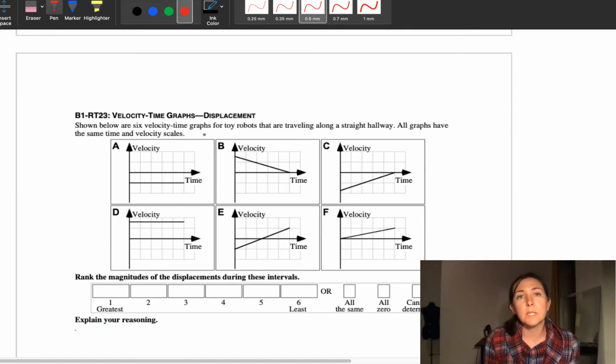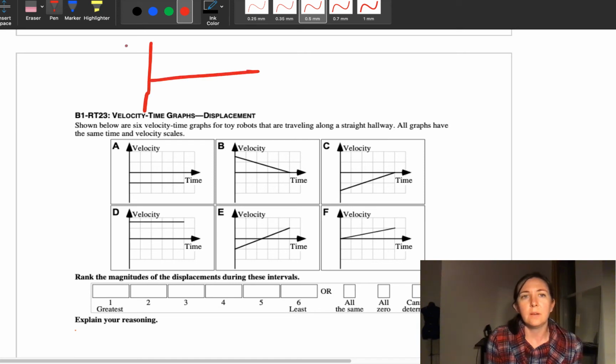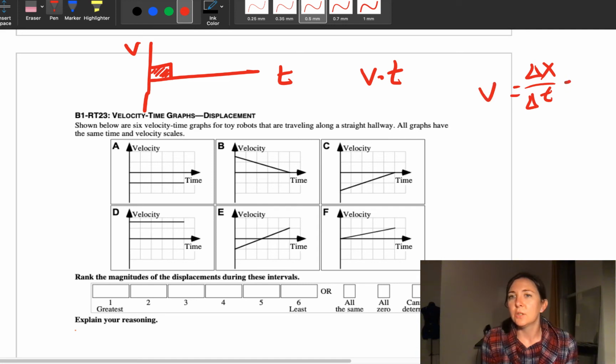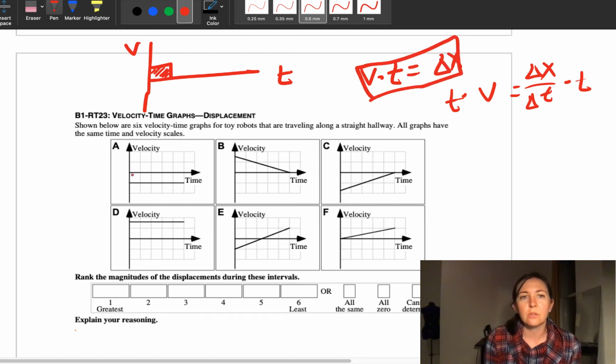In one of the videos, it talks about how on a velocity versus time graph, if we were to find the area of this square, it would be the velocity times the time. To find this area, change in position over change in time is just the velocity. So if I multiply both sides by the time, velocity times time is the displacement. And so finding the area under these curves gives us the displacement.